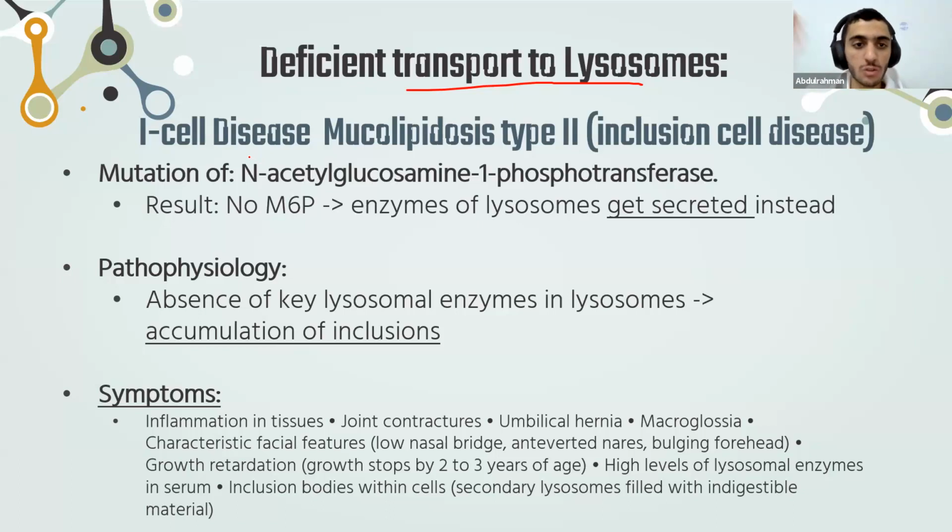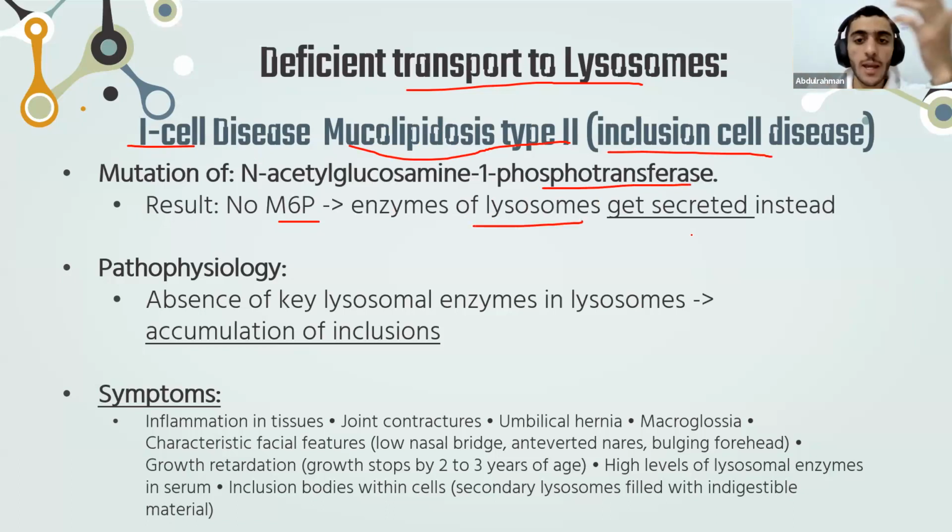Now, one of the types of storage diseases is I-cell disease, which is also called mucolipidosis type 2, or inclusion cell disease. Basically, it's a mutation in the enzyme that adds the phosphate. And where did we say this enzyme is found? It's in the Golgi, where we're adding the phosphate. So a mutation of this enzyme means that we have no mannose 6-phosphate, which means we can't take the stuff to the lysosome. Since there's no receptor, the endosome doesn't recognize that we need to take them. Instead, the protein that has mannose is just sent outside the cell. We can no longer have it going to the lysosomes.